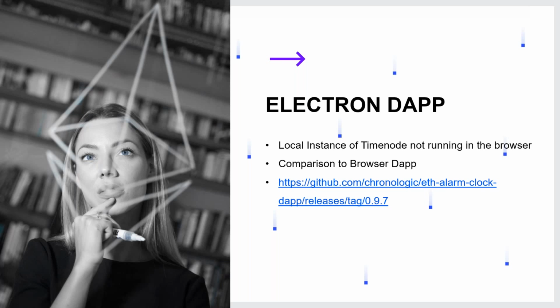Yeah, definitely, Sean. So the Electron Dapp is a local instance of the time node on your system, which does not run from the browser. So what that means is just like you have your executables, you have your DMG, you have your exe for Windows, you have your sh for Linux. The time node will come in, or appear, as one of those kinds of executables, and you can run it directly from your OS and not from your browser.